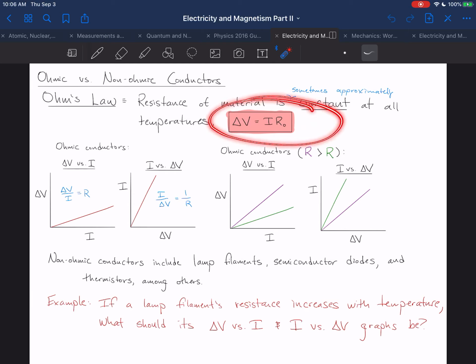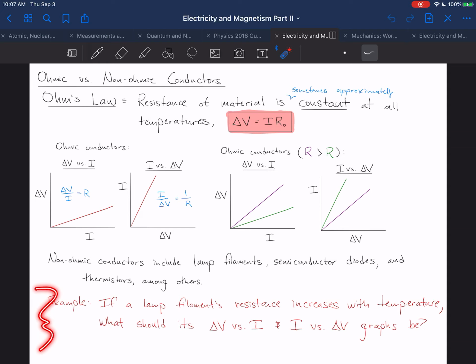Notice that delta V equals IR is not alone a statement of Ohm's law. It needs to be emphasized that R needs to be constant for it to obey Ohm's law. Delta V equals I times R, if R is not constant, is always true because that's just a rearrangement of the definition of resistance. Moving forward, there are many non-ohmic conductors, including traditional lamp filaments, so light bulbs and incandescent lamps, semiconductor diodes, and thermistors, among others. There are lots of different circuit elements that are non-ohmic.